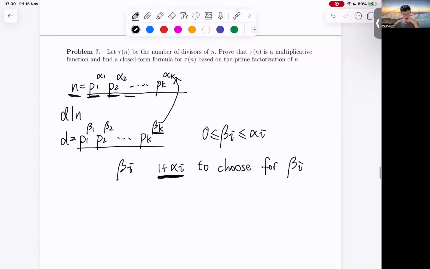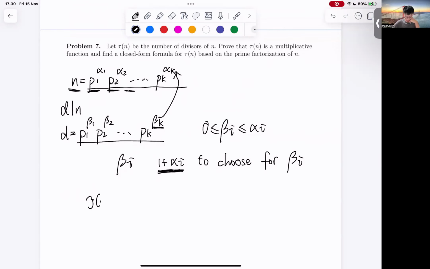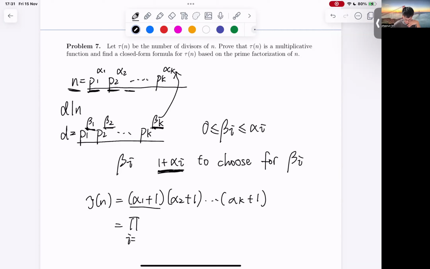So the number of ways to choose it is just, we first choose this one. We have this many choices. And then second, so up to the last one. So this is this many choices, right? And this is the closed form formula for tau n.